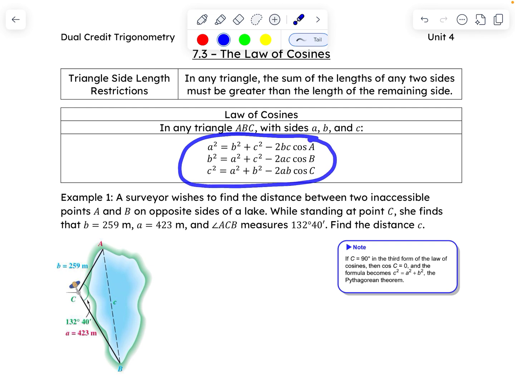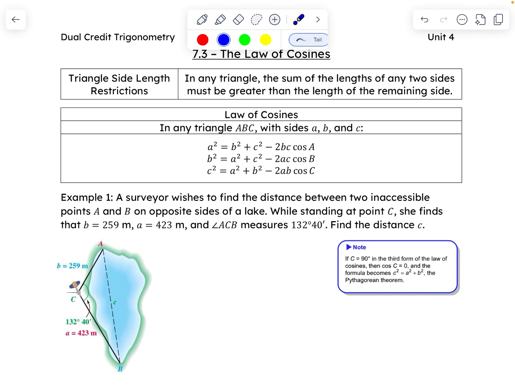It's the same thing. I just wrote it out three different times based off of what angle you have or what sides you have and what side you're trying to find. So we've got a squared is equal to b squared plus c squared minus 2bc cosine of angle A. B squared is equal to a squared plus c squared minus 2ac cosine of angle B. And c squared is equal to a squared plus b squared minus 2ab times the cosine of angle C.